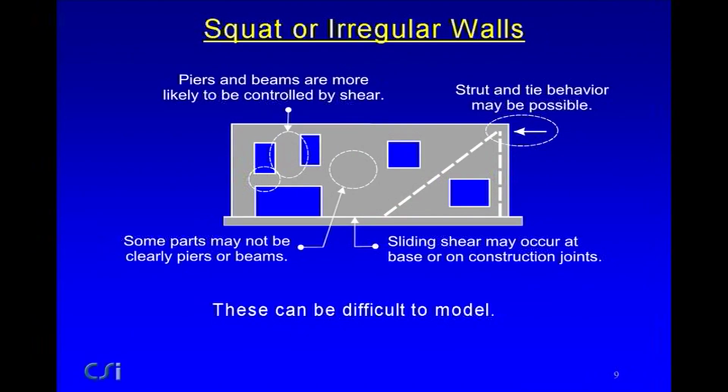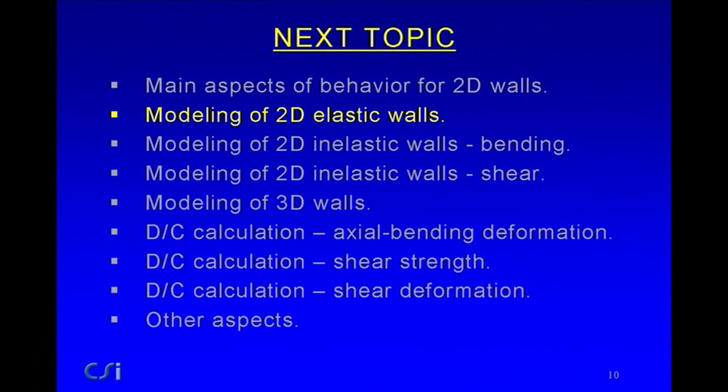It's possible to get not conventional shear involving yield of the shear reinforcement and things like that. It's just sliding shear along a construction joint or along the base of the structure. And these things can be rather difficult to model. So those are the main aspects of behavior for 2D walls. What about modeling 2D walls?